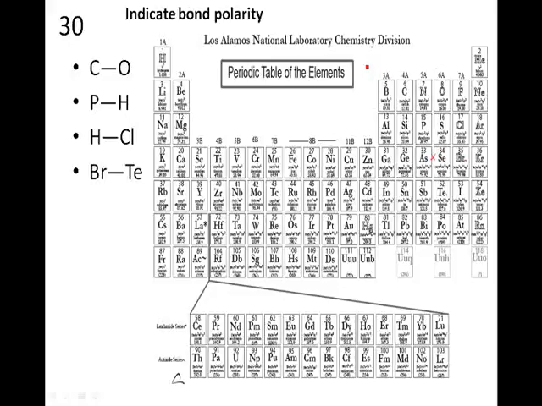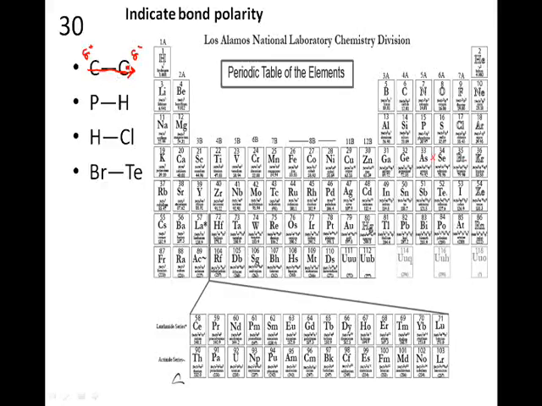Number 30, indicate the bond polarity. Now, there are several ways of indicating this. Sometimes by using the lowercase delta symbol and a charge indicating a partial positive and partial negative charge. Not enough charge that the entire electron is transferred, but a little bit of a charge, so the polarity. And of course, the other way of showing that is with an arrow.